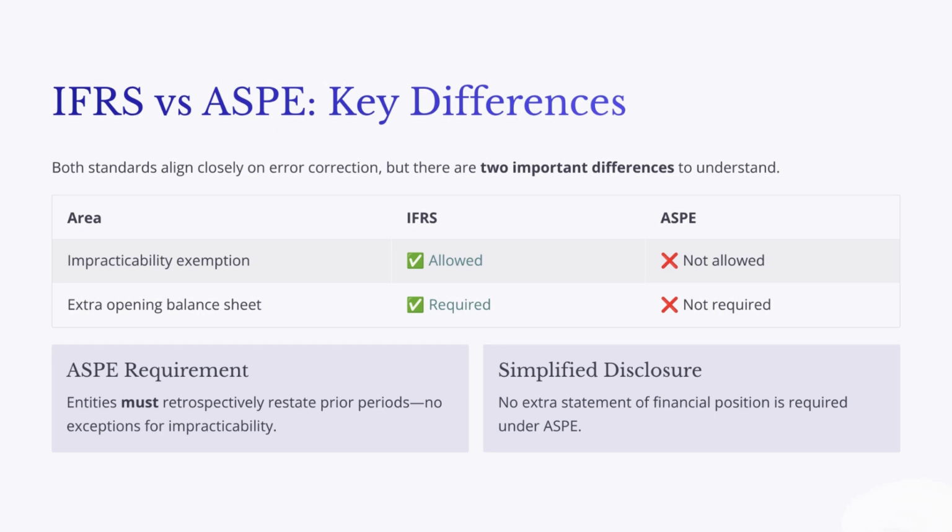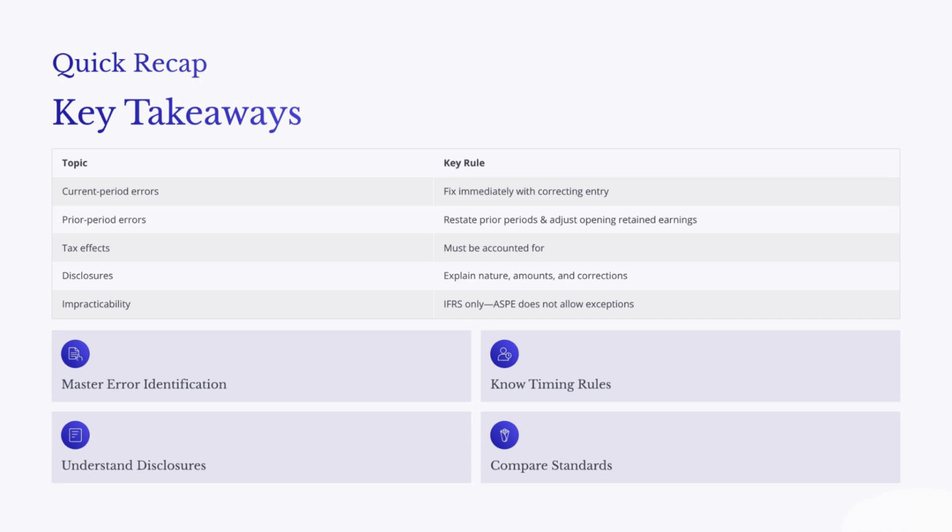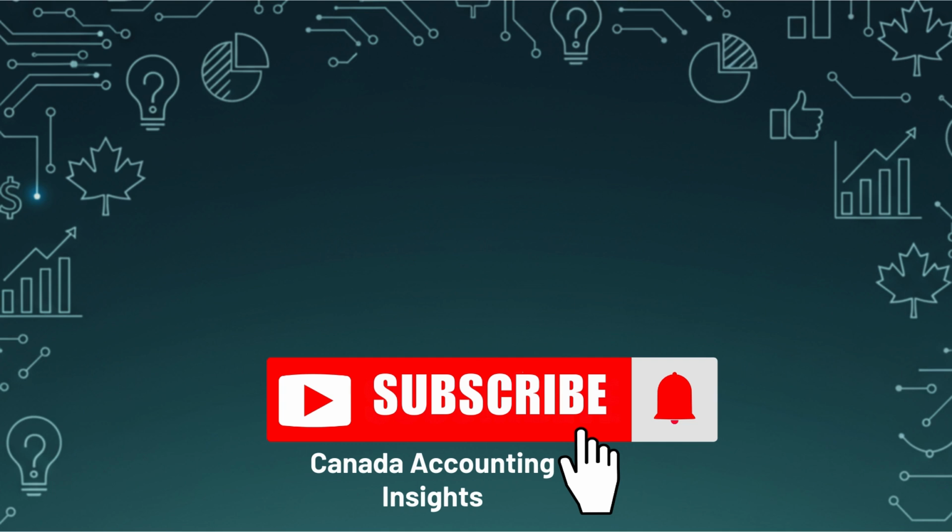So to wrap this all up, let's summarize our key takeaways. Here's what we covered today. Current period errors. Fix immediately with correcting entry. Prior period errors. Restate prior periods and adjust opening retained earnings. Tax effects. Must be accounted for. Disclosures. Explain nature, amounts, and corrections. Impracticability. IFRS only. ASPE does not allow exceptions. And that's your full breakdown on accounting for errors under IFRS and ASPE.